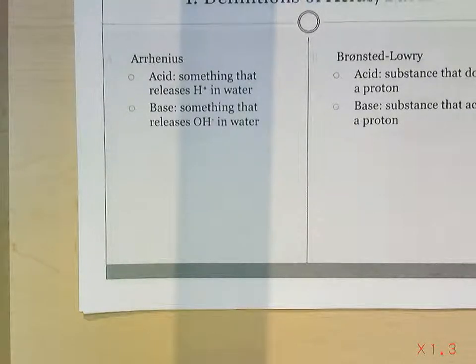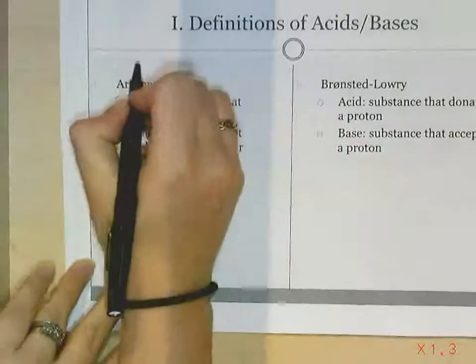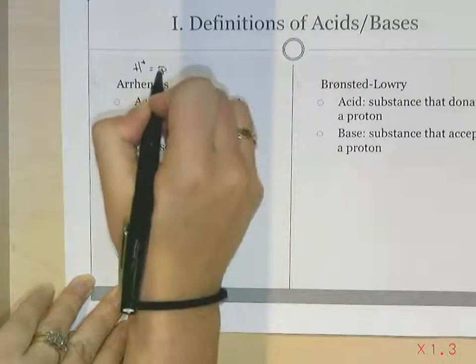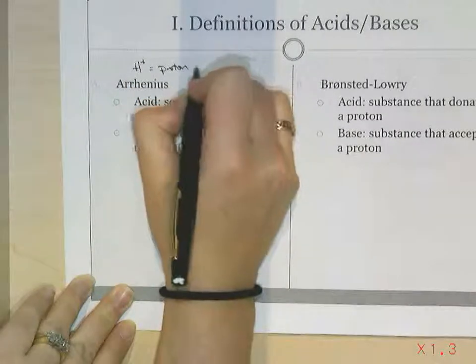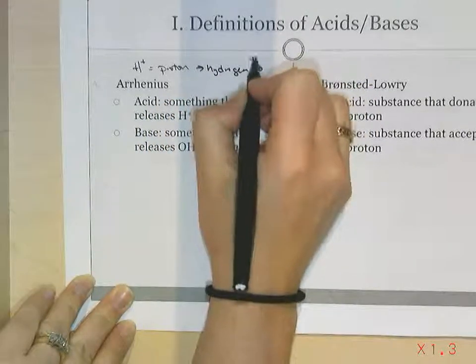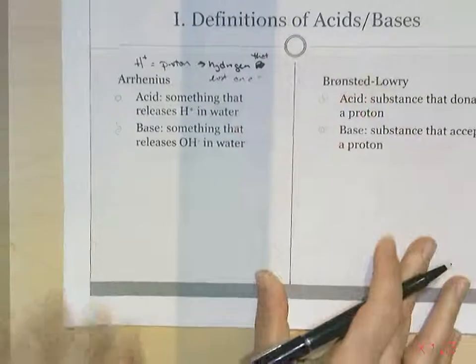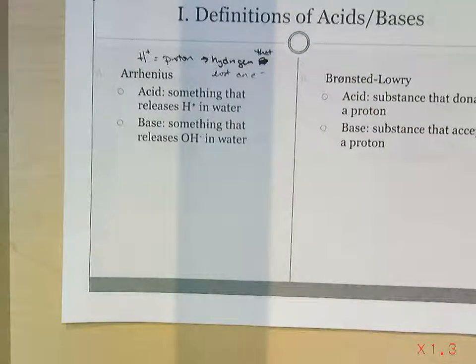In the Arrhenius definition, an acid is any molecule or compound that releases a proton in solution. Just as a reminder, H+ is a proton, a hydrogen that lost an electron. Hydrogen only comes with one electron, so when it loses the electron, it becomes H+. The only thing left is a proton, which is where it gets its name from. It's a single proton hanging out.